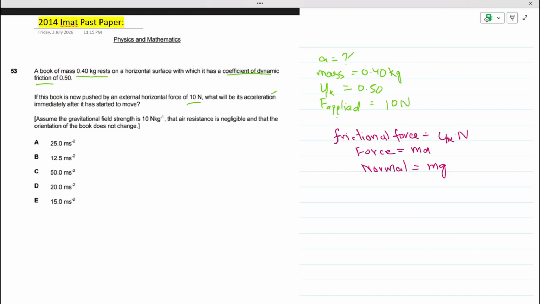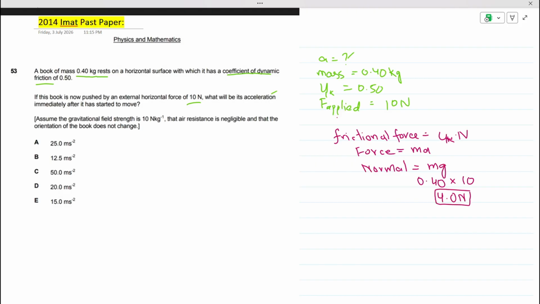So the mass of the book is given to us, which is 0.40. Gravitational acceleration we already know, 10 meter per second square. So of course 0.40 into 10 would be 4.00. So 4.0 Newton is the normal force we have gotten.